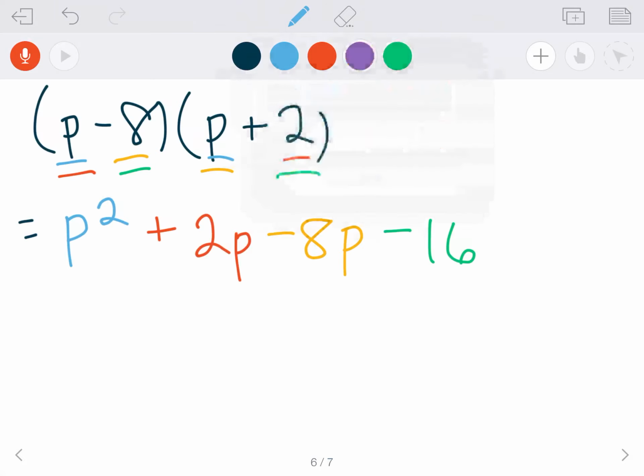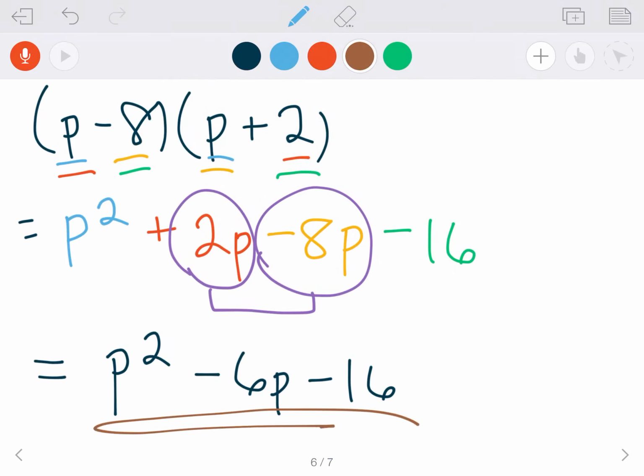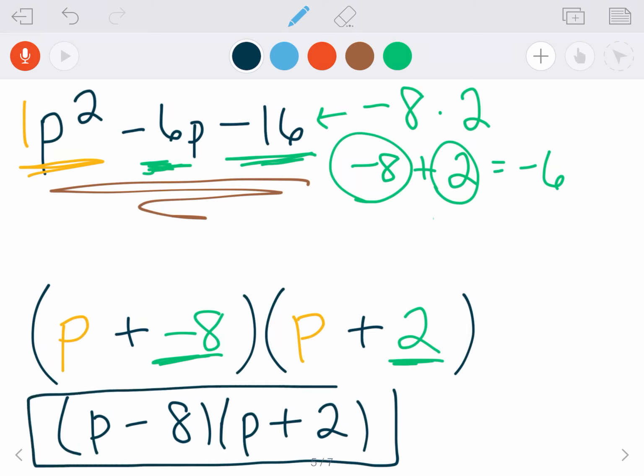The like terms in this expression would be positive 2p and negative 8p. And what is 2p minus 8p? That is negative 6p. So we get p squared minus 6p minus 16. Does this expression match this expression? Yes, it does. So that means that this factoring is the correct factoring.